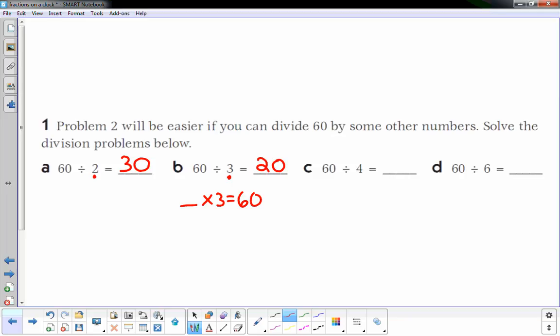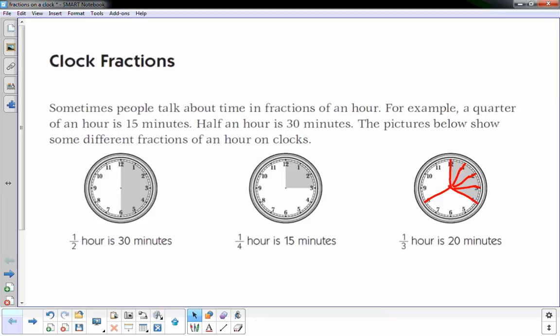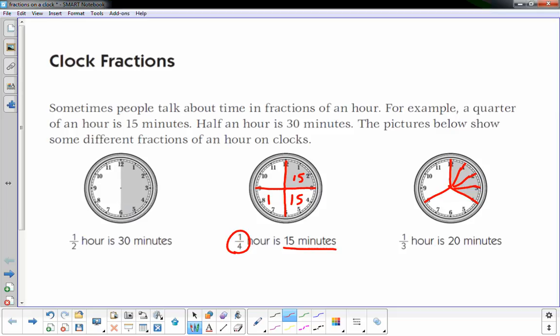And let's look at C. 60 divided by 4. Something times 4 is 60. I'm going to go look at that clock picture again. Right here it says 1/4 of an hour is 15 minutes. Remember, there's 60 minutes in an hour. So if this is 1/4, that means there's 3 other pieces together with that 1/4 that equals 60. So now this clock, the 60 minutes, is divided into 4 sections. Each section's 15 minutes. So 60 divided by 4 is 15.